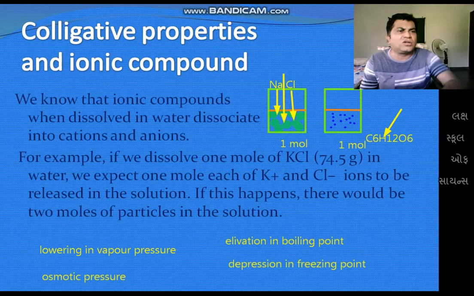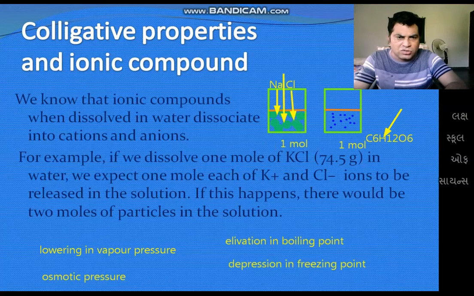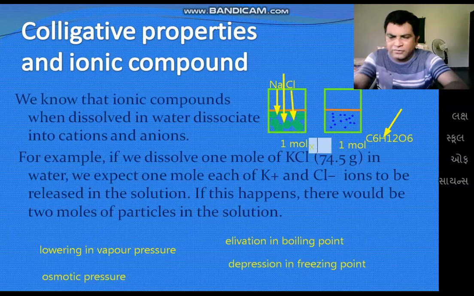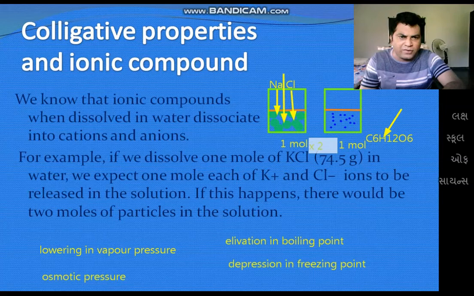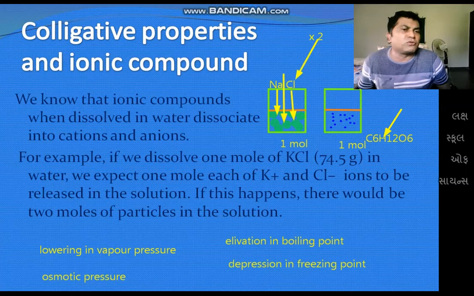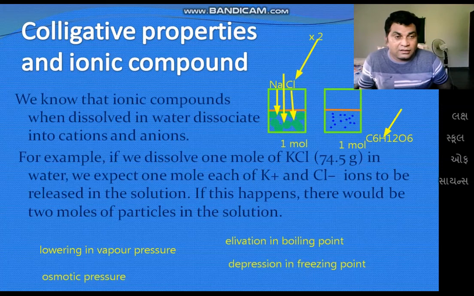So here there are 2. So in total, if we count, we have to multiply this 1 mole by 2. You understand? Because here we are going to get 2 moles. So this should be multiplied by 2. And by how much do we have to multiply? We have to multiply by 2 because there are 2 ions. And due to that reason, whatever we are going to measure will be different.